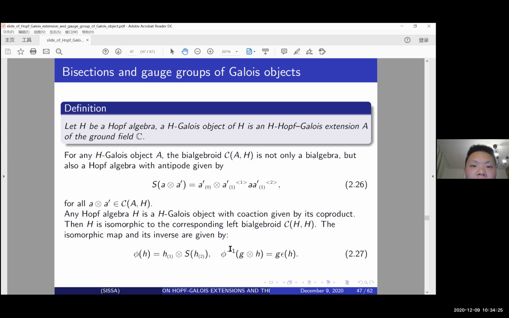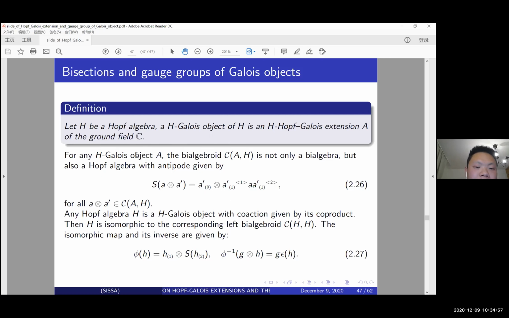So now we will concentrate on the special case of the Hopf-Galois extension. So instead of Hopf-Galois extensions in this section, I will talk about the Galois object, which can be viewed as a quantization of the principal bundle over a single point. So the definition is, for any Hopf algebra H, a Galois object is a Hopf-Galois extension whose subalgebra of coinvariants is the ground field, the complex numbers.